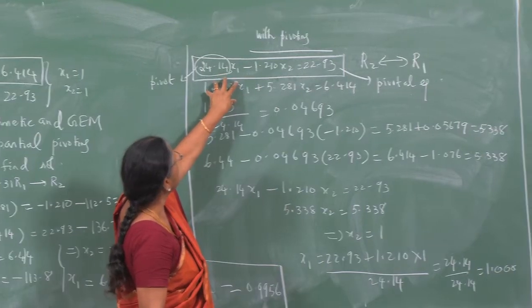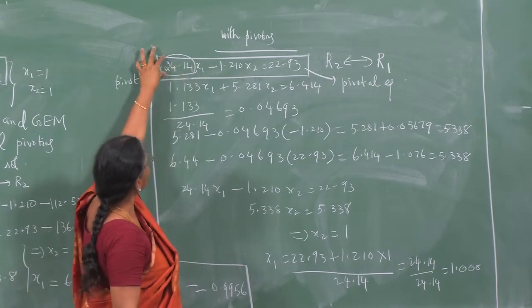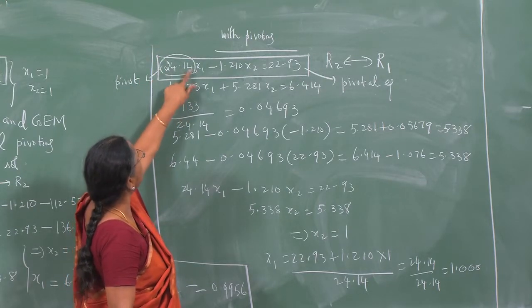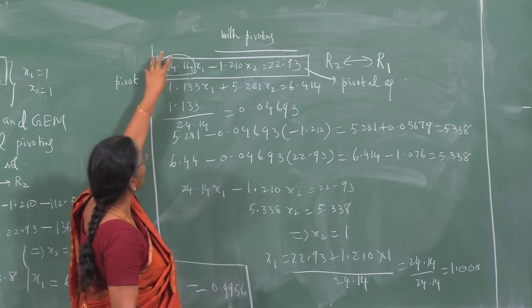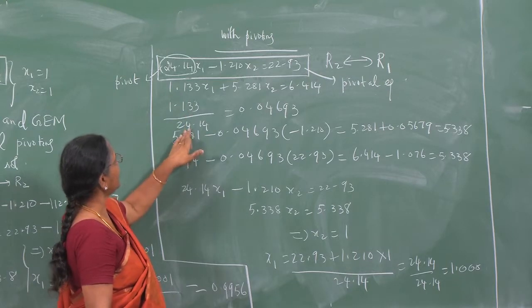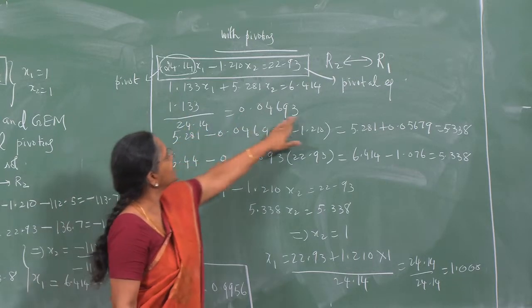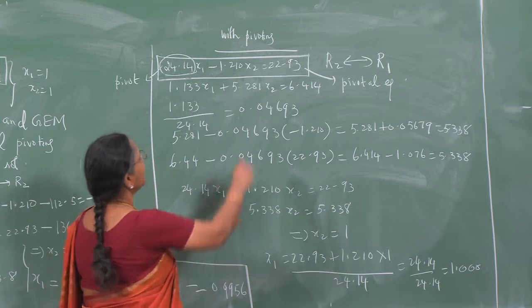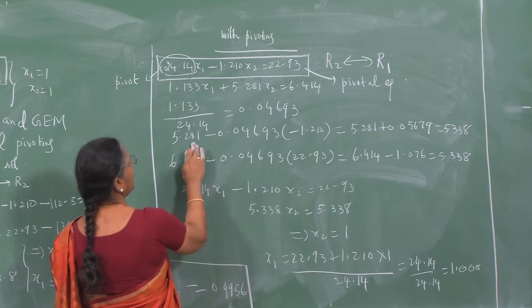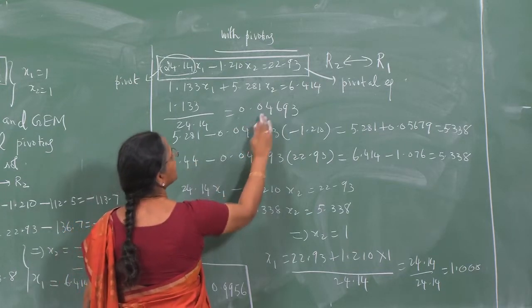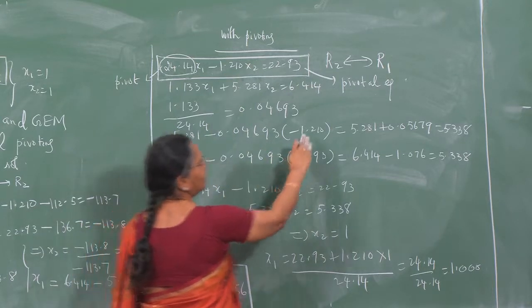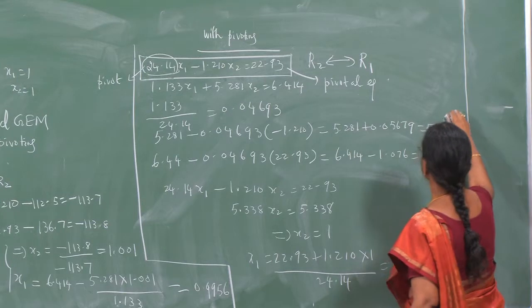How do I do it? I must multiply the first equation, which is the pivotal equation, by 1.133 by 24.14 and subtract it from the second equation. So, let us compute what is 1.133 by 24.14. That turns out to be this. So, I would like to see what is the coefficient of x2 now. That will be 5.281 minus 0.04693 multiplied by minus 1.210, and that turns out to be 5.338.